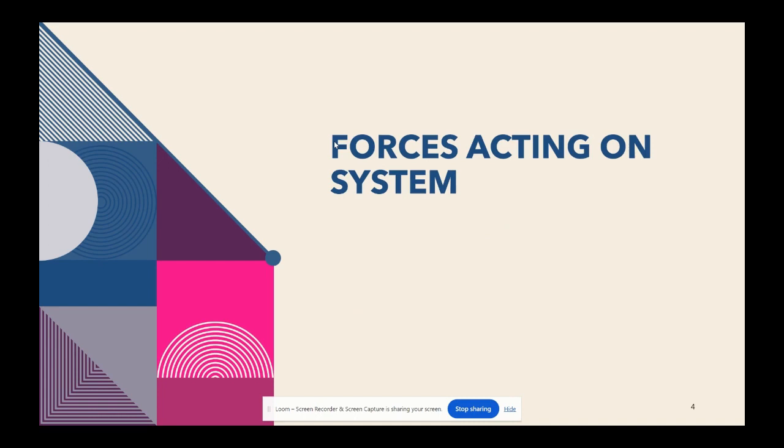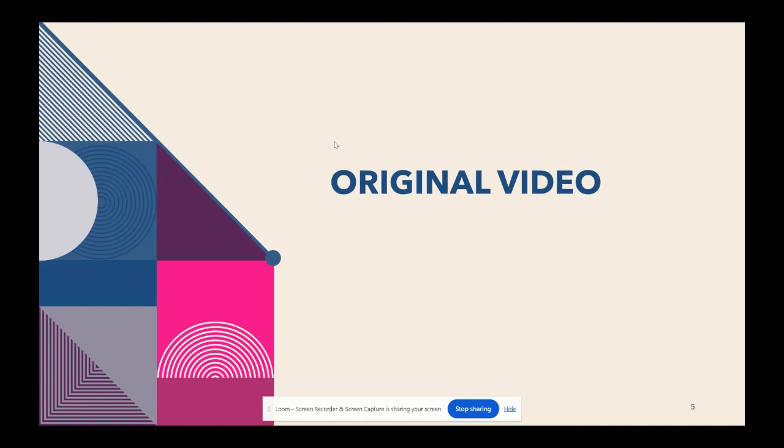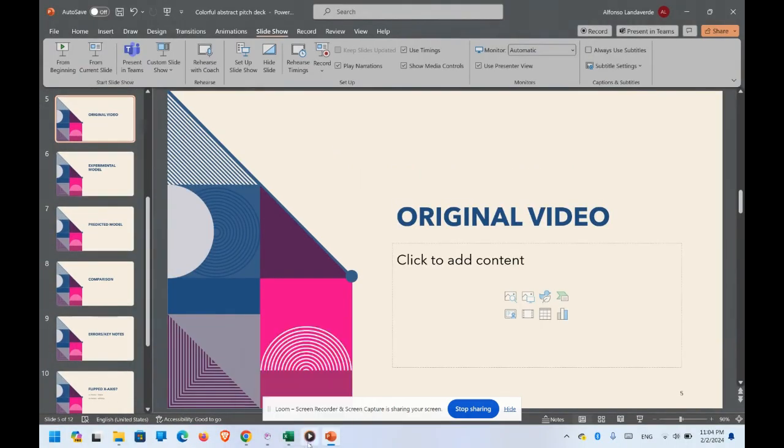And so that means that we are ignoring some important forces that are acting on the system, whether it be vertical forces like gravity or normal, or horizontal forces that will change the horizontal motion like friction or air resistance. And so now we will get right into it with looking at our original video.